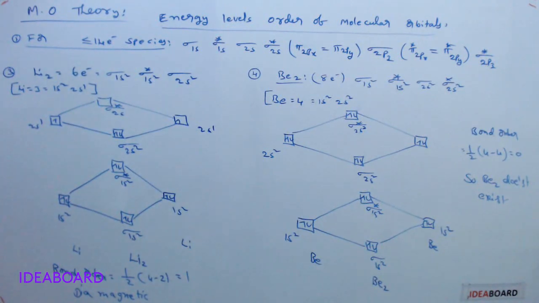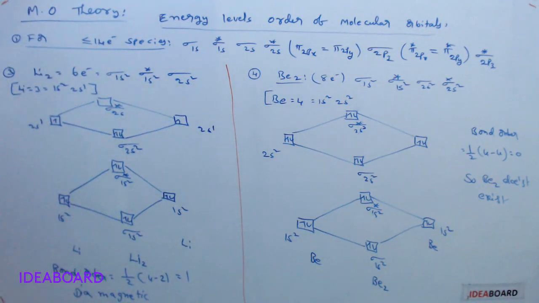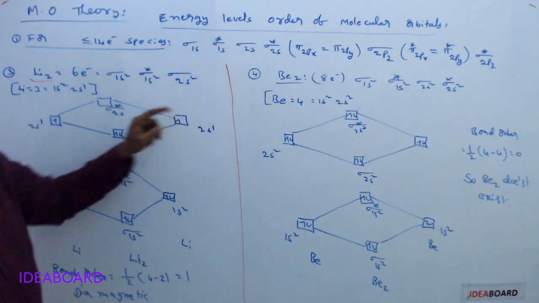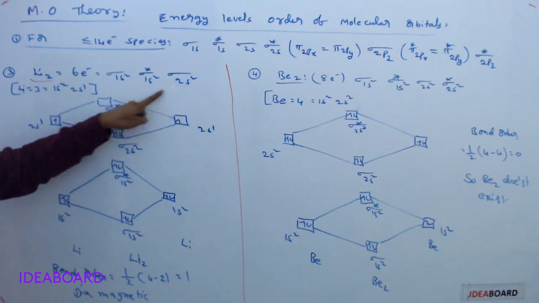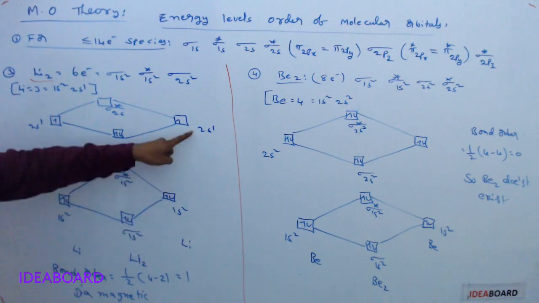Next, see here. This is the lithium Li2 molecule. It contains 6 electrons, and as per this, I am filling 1s2, sigma star 1s2, sigma 2s2, and the 6 electrons are over. For each lithium atom, how many electrons are present? 3. What is the normal atomic configuration? 1s2 2s1. So I am taking 1s2 and next 2s1. This is one lithium, this is another lithium, 1s2, 2s1.